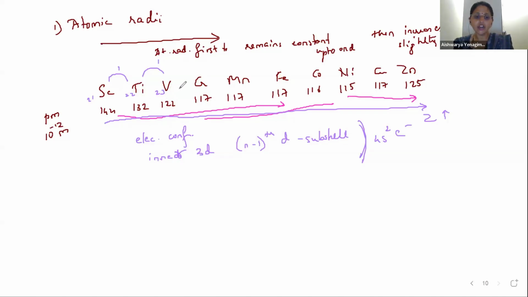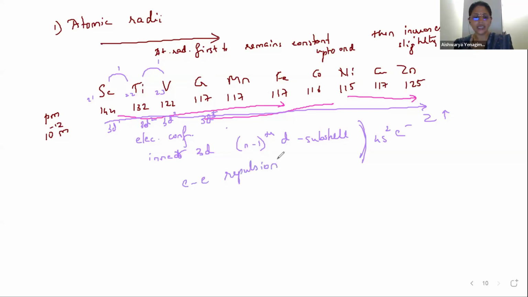The screening effect caused by 3d electrons in the beginning is less significant. Up to chromium it is less significant, because there are fewer electrons: 3d1, 3d2, 3d3, 3d5. So up to chromium, since there are fewer electrons, electron repulsion is less.